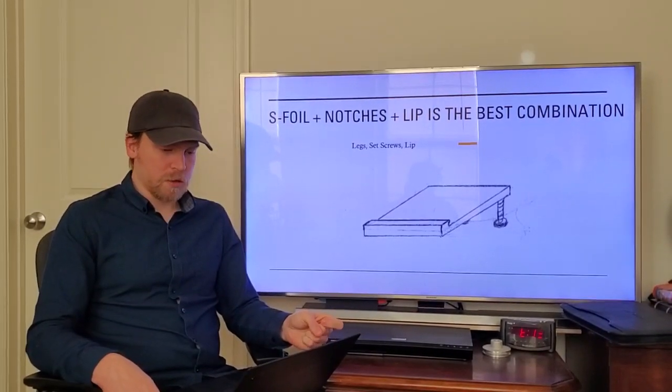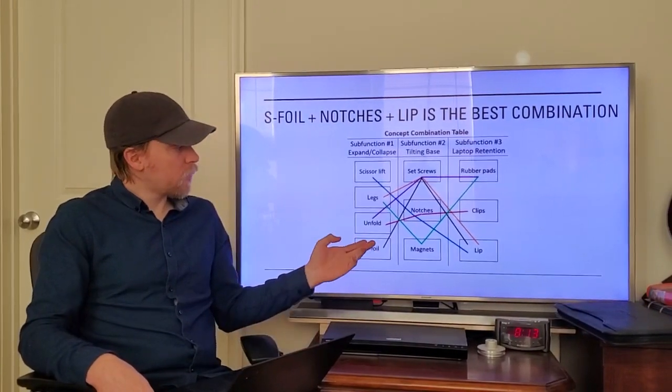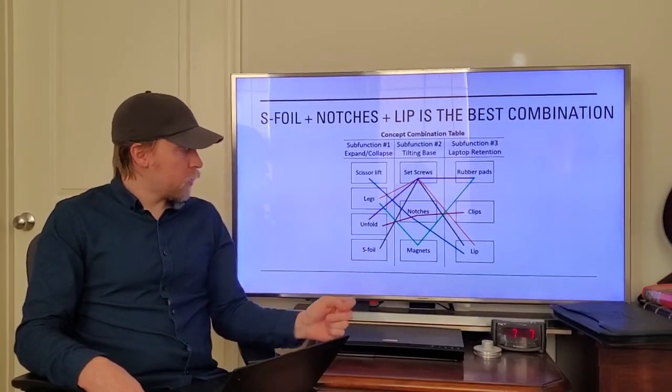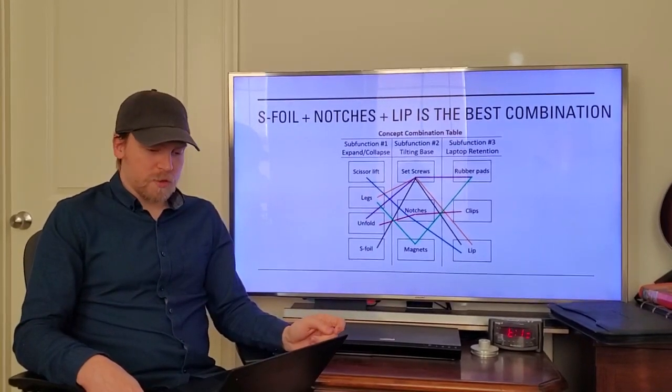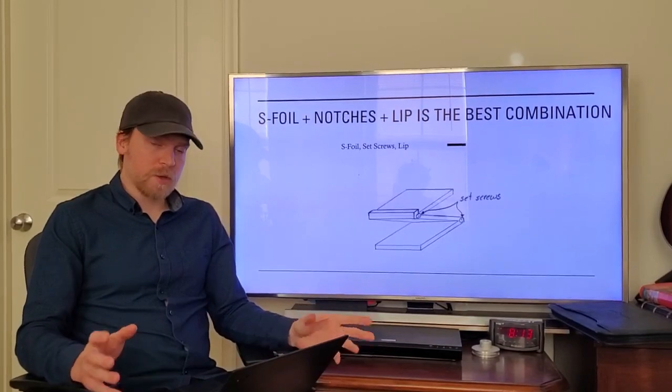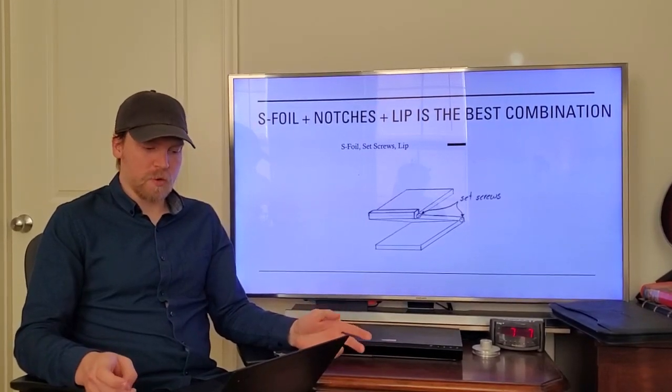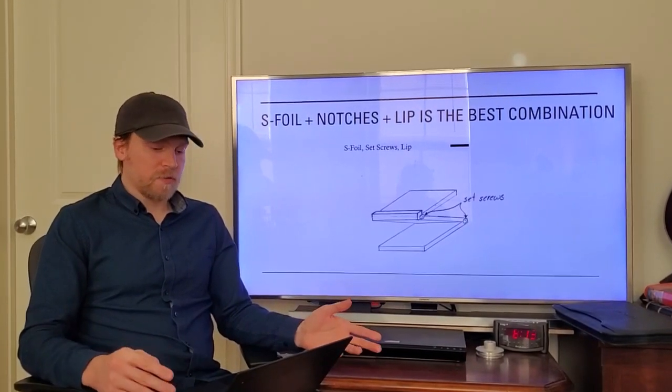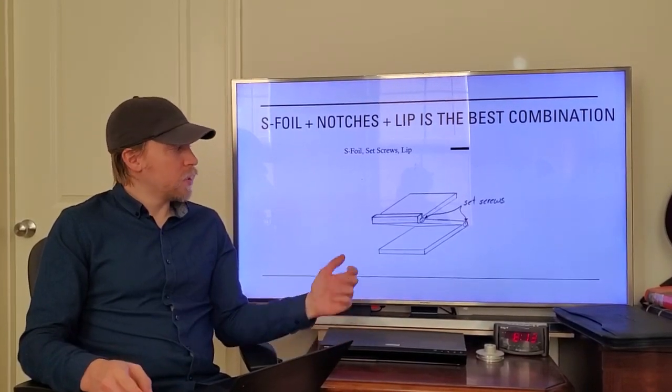tilt, lift, and ventilate design constraints. And then finally, we had the purple line, which is unfold set screws and rubber pads. This one ended up being the closest to the design we ended up going with. The only main difference between it and the next one is set screws.